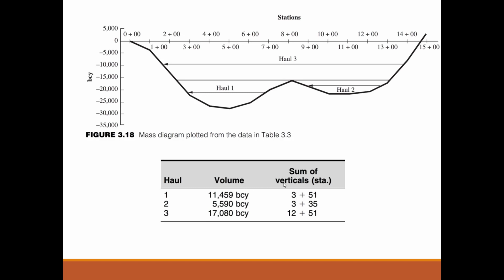Now you're going to compute the sum of the verticals, or the average haul distance, with the same idea: you're going to be summing up the Q at 3, at 4, at 5, at 6, and then at 7, and then dividing the sum of Q by the 11,459, which is your quantity, and that's going to give you the stations that you see here. This is going to also happen in haul number 2.